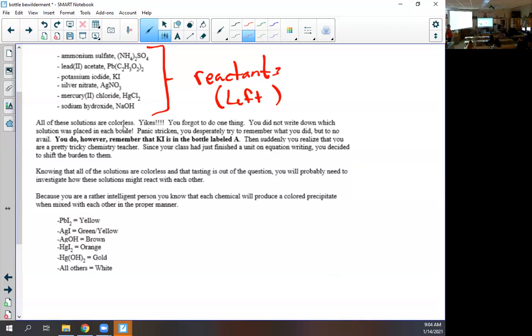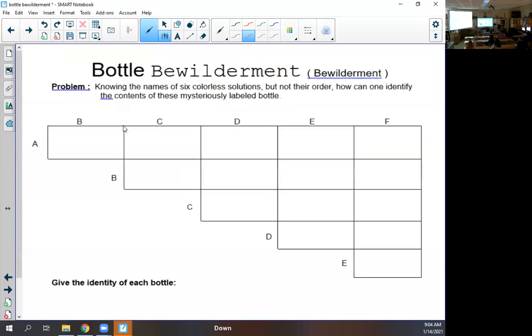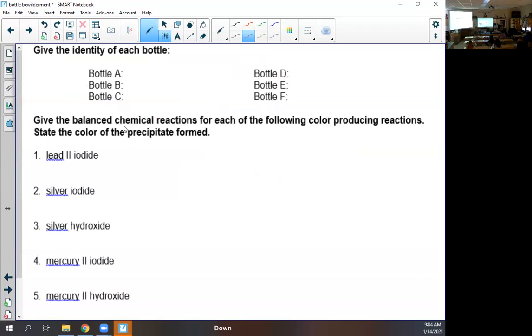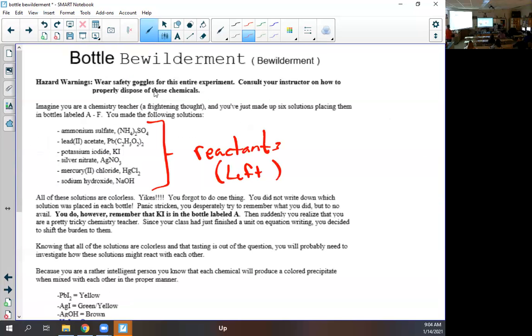You guys stop talking, please. You do, however, remember that KI is in the bottle labeled A. So right now, right here, I would put KI. All right, this is on page 7. So that is the one we know. Potassium iodide is in bottle number 1. We can use chemistry to figure out the rest of them. It's kind of cool, actually.